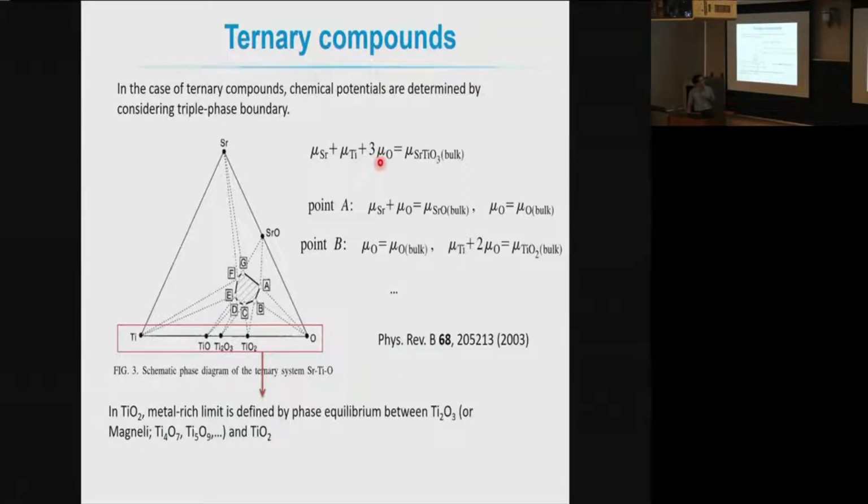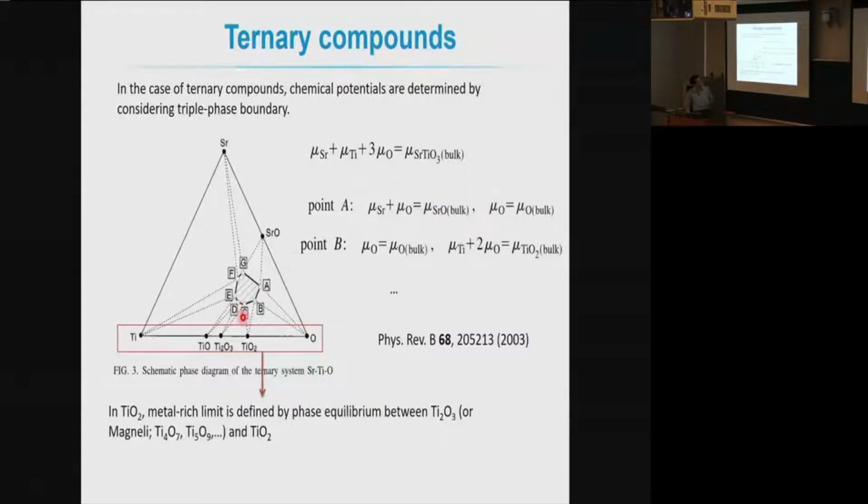chemical potential. So in this triangle phase diagram, strontium, titanium, and oxygen, there are several vertex points which define the three-phase equilibrium. For instance, in this point A, this is the equilibrium with strontium oxide and O2 gas, right? So therefore, the chemical potential of strontium and oxygen is equal to the chemical potential of the strontium oxide, and also the oxygen chemical potential is the oxygen chemical potential of the O2 gas. All right. So from these, you have this oxygen chemical potential.